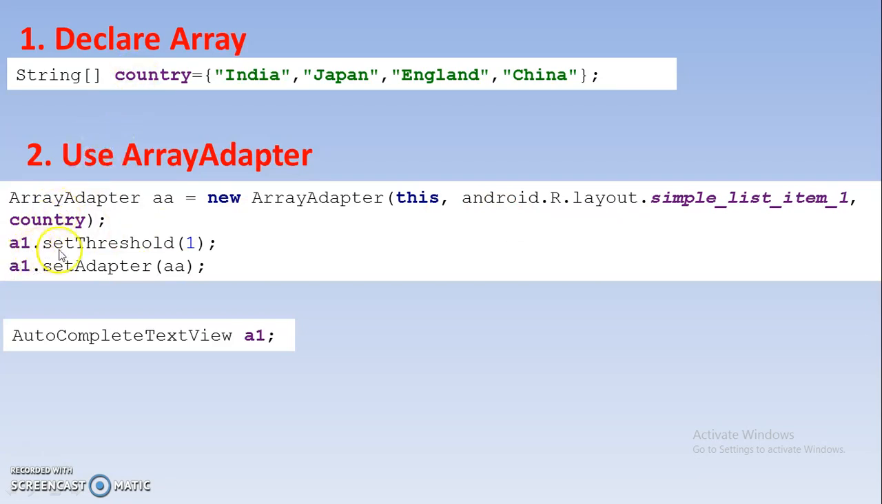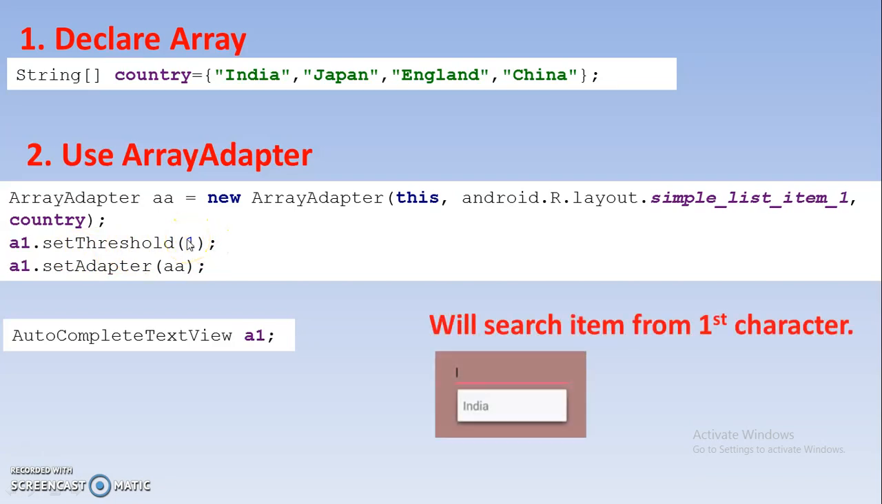After that, you should mention A1. A1 is nothing but the object of the autocomplete text view, dot setThreshold method, and this method is optional. But if you write it and pass the value 1, it means we'll search items from the first character. Suppose you write I, then immediately it will show you the particular country name India. And if two country names start with I in the array, it will show both.